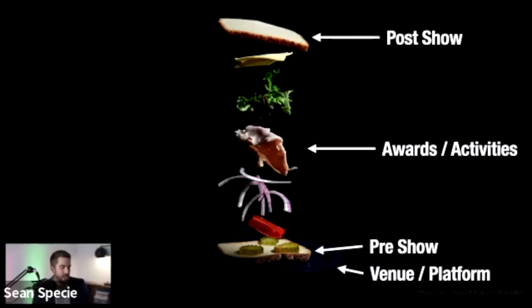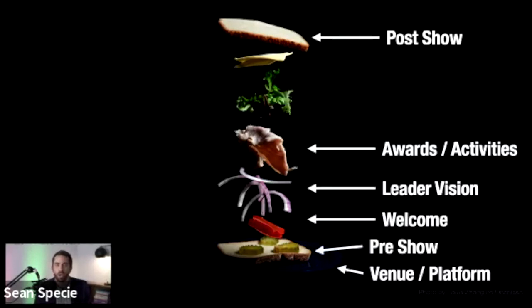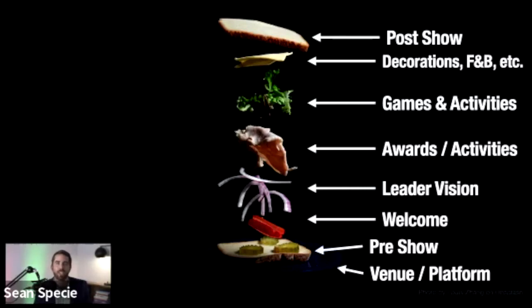Then the next element is the thing that people will remember, the reason why they're attending. What are you going to do at your event, right? The reason why someone is going to buy a sandwich is because they're hungry and they need some kind of sustenance. So right there in the middle of your screen, you will see that there's turkey or ham floating in midair, and that could be your awards or your activities. And then with everything else, you've got the welcome. Your leader of your organization could cast vision. You can have games and activities. And then your decorations, your food and beverage would be maybe like the sauce or like the cheese.